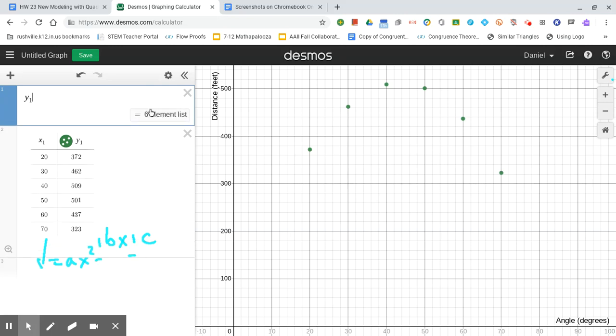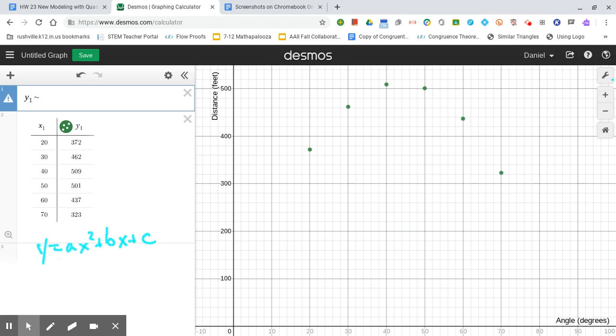And Desmos is realizing what we're talking about. It sees that we have a 6-element list, meaning we have 6 y values in this column. And we're going to have Desmos do an approximation. So instead of using an equal sign, we're going to use this tilde. And that should be in the upper left of your keyboard, just below the escape key. And so we're telling Desmos to use these specific y values that we've labeled as y1 and to find an approximation for us. And now we want to tell it the format that we want. We want this quadratic format in this way.